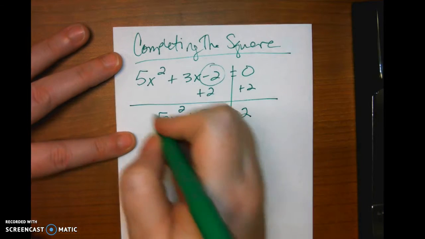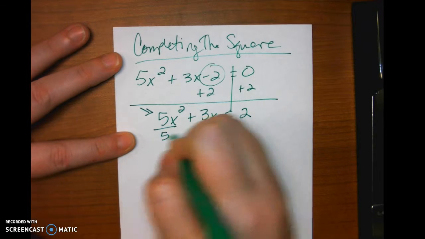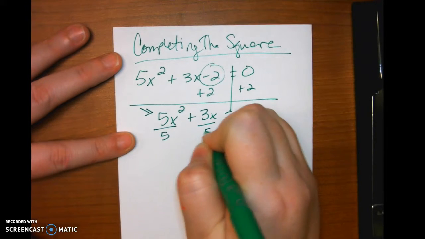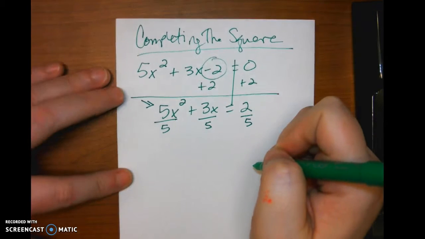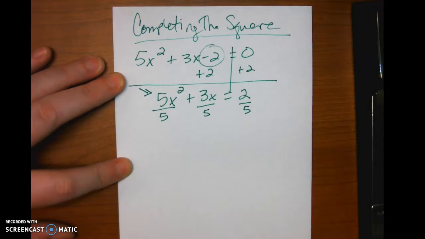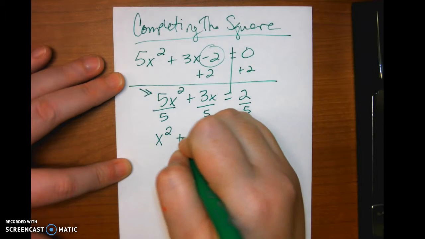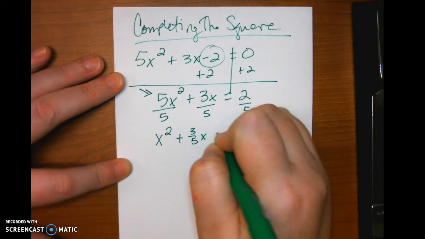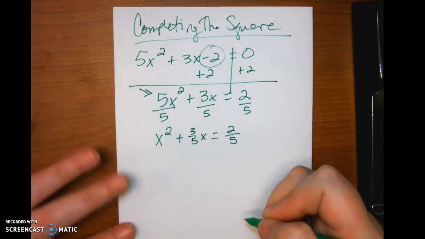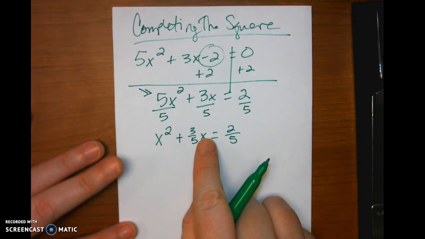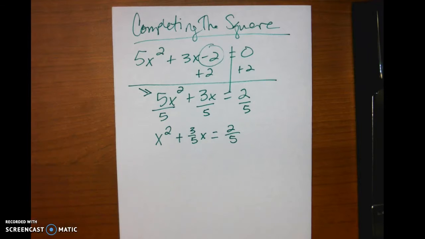So far, so good. This guy needs to be a 1, not a 5, so I got to divide by 5. I know some of you are freaking out because these are fractions, but don't panic. Okay? This becomes x squared plus 3/5 x equals 2/5. We didn't actually do anything, we just wrote it down. We're okay.